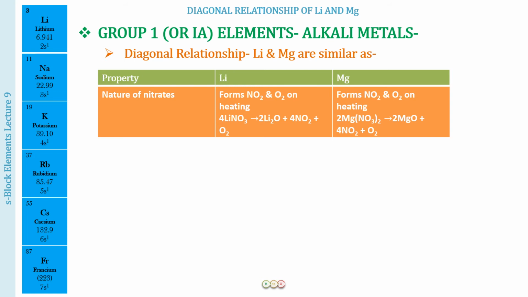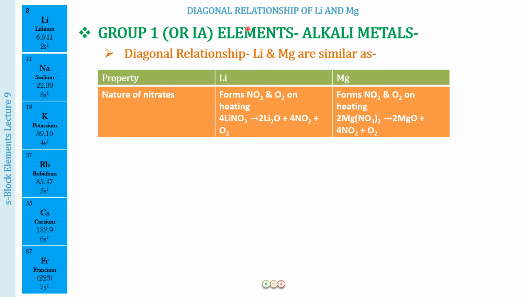So please do remember that lithium nitrate is going to give lithium oxide, NO2 and oxygen, and magnesium nitrate on heating also is going to give magnesium oxide, NO2 and oxygen. So the products are the same. Lithium nitrate giving its oxide, NO2 and oxygen, magnesium nitrate giving its oxide, NO2 and oxygen. And the rest of the alkali metals we have studied, they are going to form the corresponding nitrite, and along with that oxygen is going to be evolved.